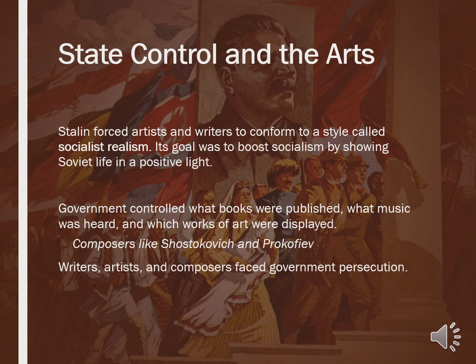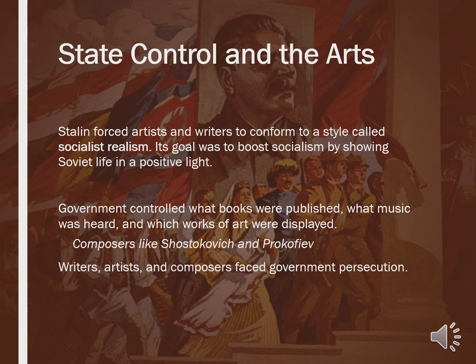But the goal of arts under the Soviet system is to show Soviet life in a positive light. And you can see in the background here an example of what that sort of thing would look like in a painting. You have the Red Army leading a parade of people in their native costumes from the various SSRs, and you have the flags of the various regions. And at the front, they're carrying a banner with the picture of the glorious leader Joseph Stalin, who is helping them out. The government controlled what books were published, what music was heard, which works of art were displayed. If you tried to publish something that the government did not approve of, you were arrested and thrown in prison, sent off to the gulags.